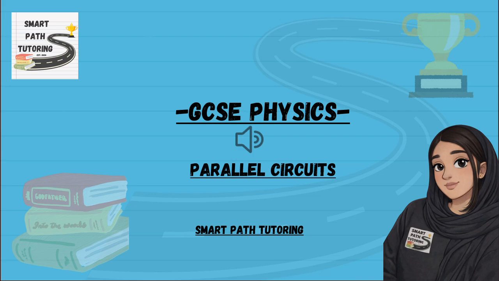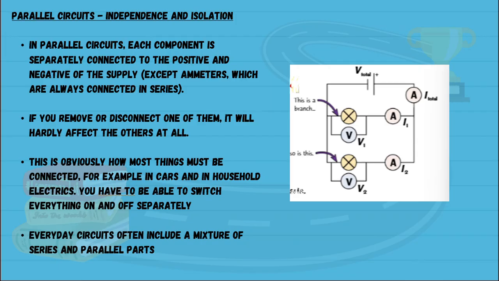GCSE Physics, Parallel Circuits. Parallel circuits, independence and isolation. In parallel circuits, each component is separately connected to the positive and negative of the supply, except emitters, which are always connected in series. If you remove or disconnect one of them, it will hardly affect the others at all. This is obviously how most things must be connected, for example, in cars and in household electrics.